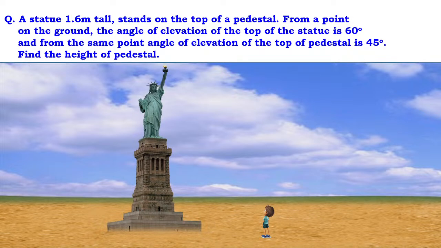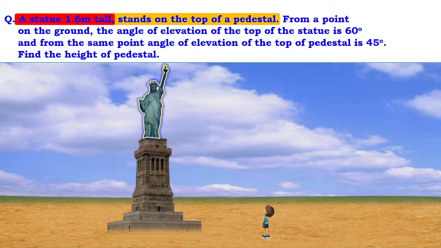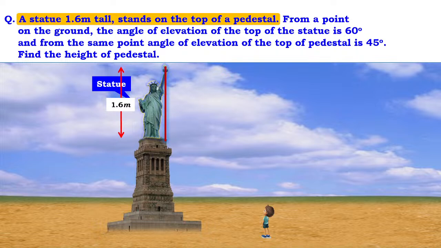Imagine this is the statue. How much meter tall have they given? On a pedestal. Pedestal means this is the pedestal. So 1.6 meter, the statue height is given here. And what is the statue here? Statue of Liberty. So this is the statue, and this statue height they have given is 1.6 meter. So this is the pedestal.